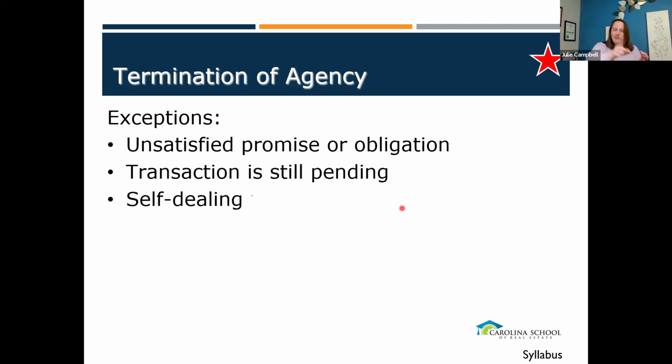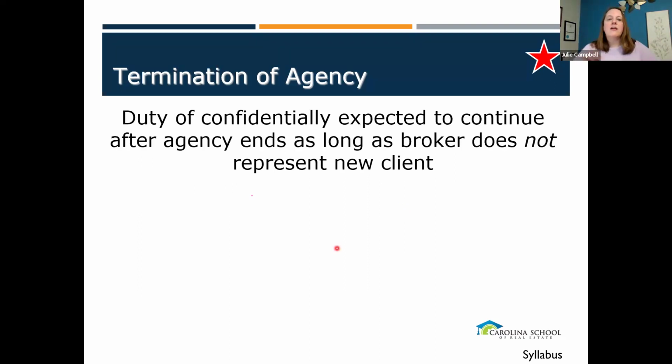Stay in your lane. So you know all this information and you know their motivation. You know why they're dying to sell, why they're just itching to sell. They have to sell right now. For whatever reason, it doesn't sell, it expires. You can't use that information against them to benefit yourself. No self-dealing ever. The other thing to address when our agency agreement ends is this duty of confidentiality.